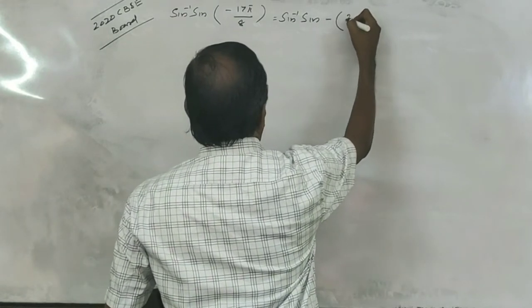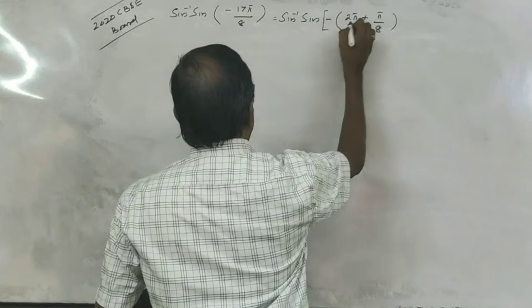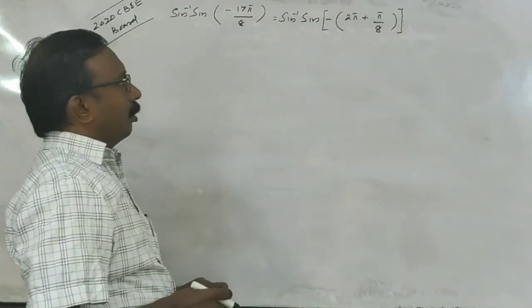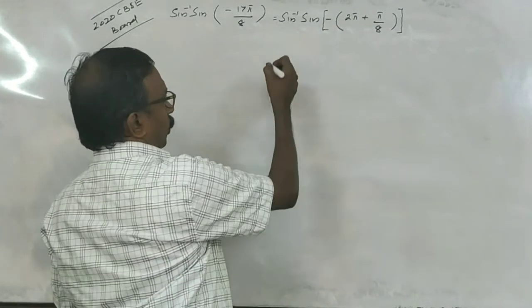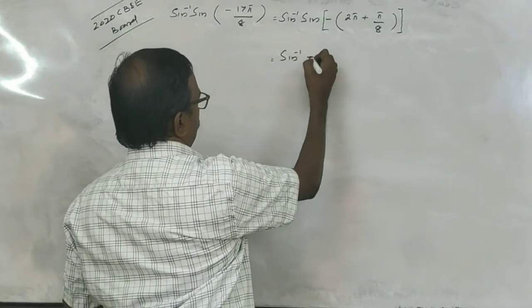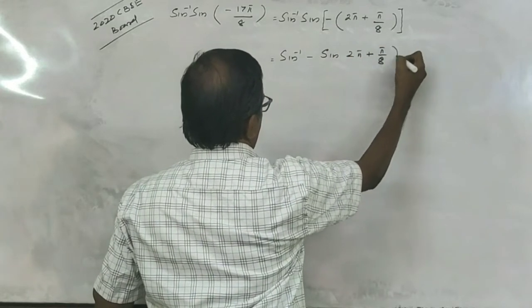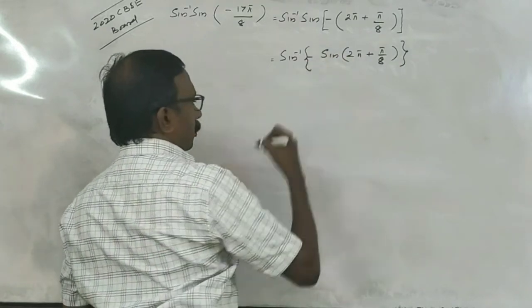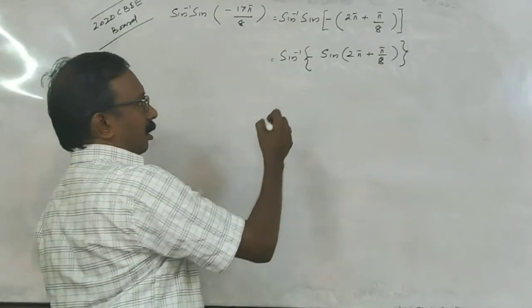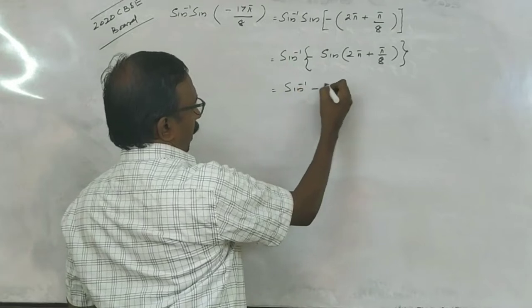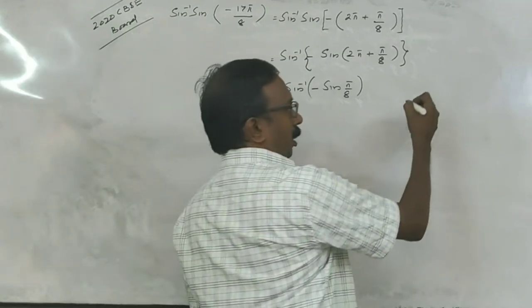minus of 2 pi plus pi by 8. Now, sine of minus theta is minus sine theta, so it becomes sine inverse of minus sine of 2 pi plus pi by 8, isn't it? Sine of 2 pi plus theta comes in the first quadrant, that is sine inverse of minus sine pi by 8. Sine of 2 pi plus theta is sine theta.